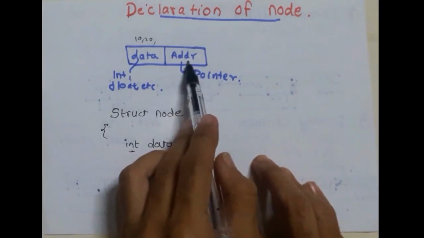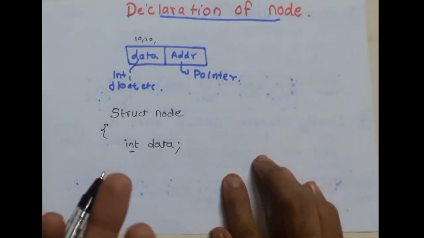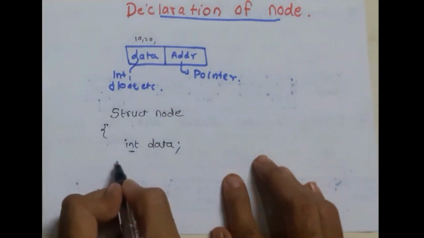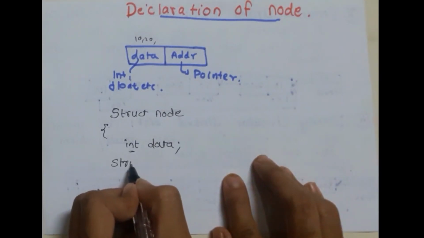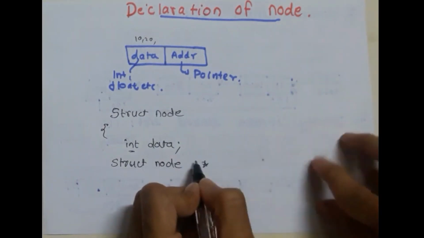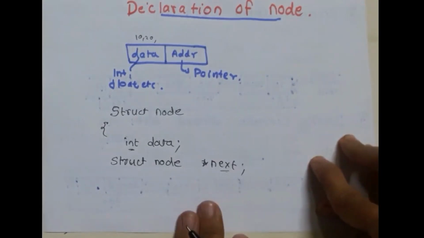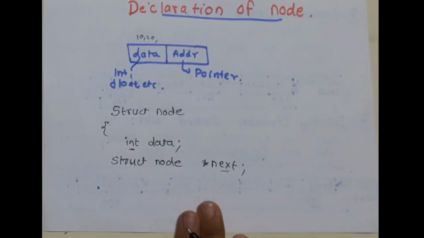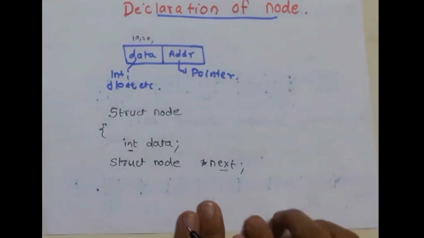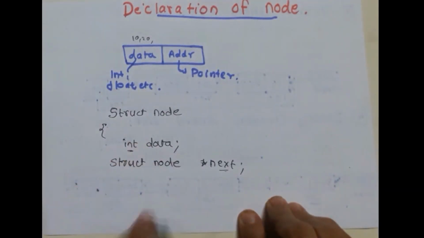Now the next is a pointer. So for that reason we want a pointer, isn't it? So we can write here struct node pointer next. This next is the name of pointer. You can take any name, like link, whatever. Okay. So these are the two members of this structure.